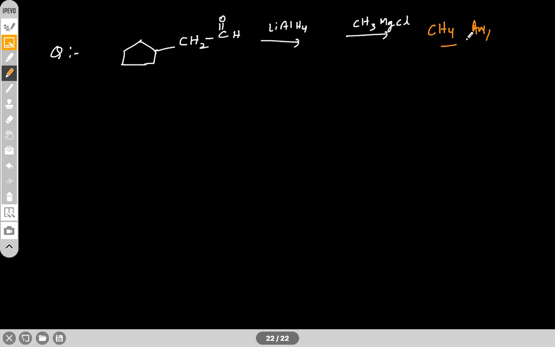Is it the final answer or this intermediate answer? The final answer is this. The final answer is methane. Correct, no. I can't hear you, Venkat.